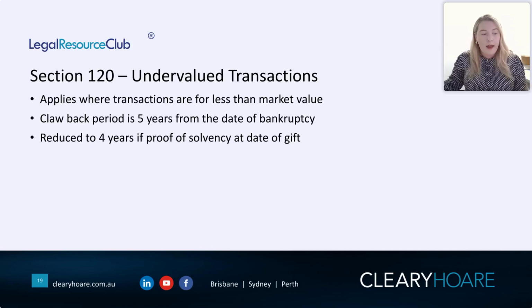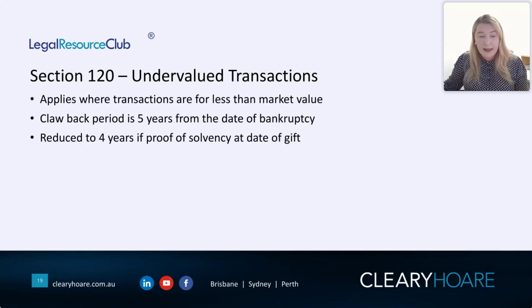And that would obviously apply to our secured debt strategy because the individual is making a gift of their net equity to the trust, but the trust is not paying them anything for that gift. So definitely less than market value, meaning that Section 120 would apply. And because that section would apply, what it means is that if the individual were to go bankrupt within 5 years of implementing that structure, the trustee in bankruptcy could potentially unwind that transaction.